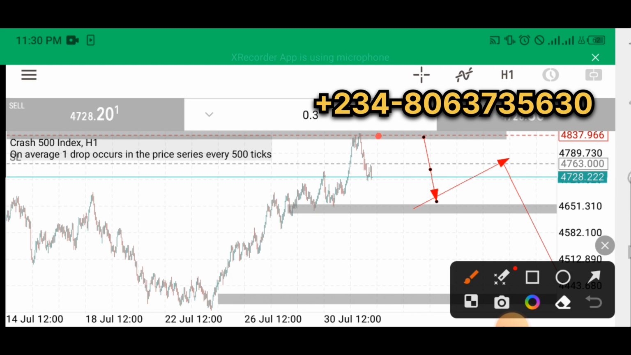So this is our intermediate level, and here marked out is our major level where we are looking to get to, and this is our target level where we are expected to take our profit.